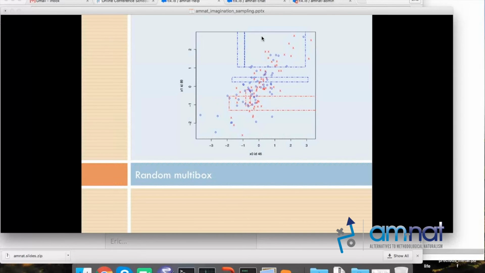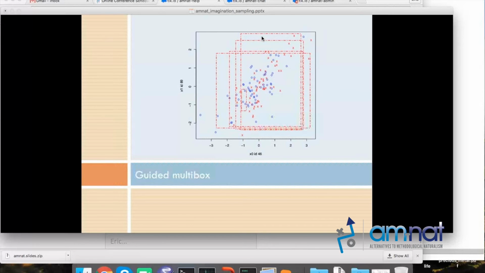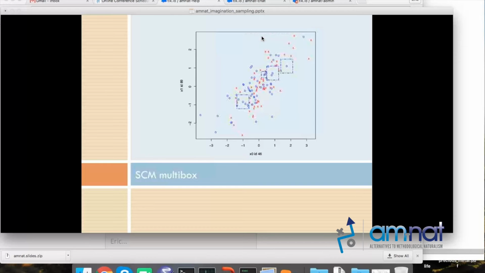So here's an example of randomly placed boxes. Here's an example of the selected boxes that supposedly are better. Not sure if those are really better. And then here's what the set cover machine does. You can see it picks groups of classifications that are all the same type and draws a little box around them. So it doesn't classify as many, but the ones it does classify are much better classified. All right, so let's look at results.